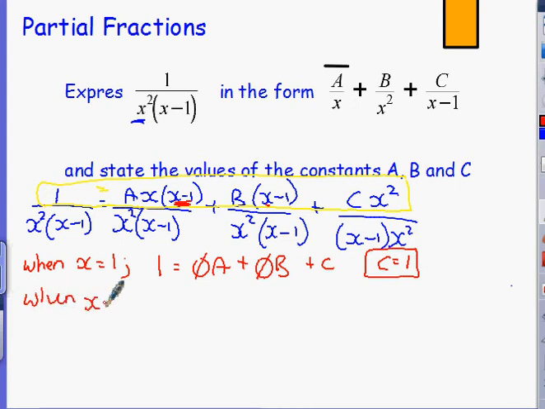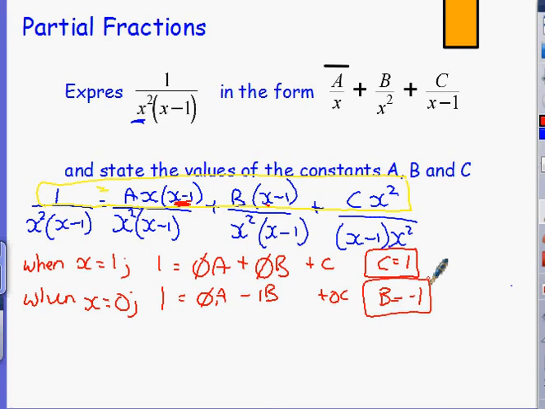Second term, when x equals, I'm going to go for 0. When x equals 0, I've got 0 equals, again 0a. I've got minus 1b, and I'm going to have 0c. So I've got 1 equals minus b, so b has got to equal minus 1. So I've got my second term.